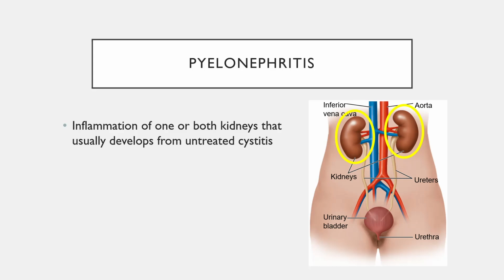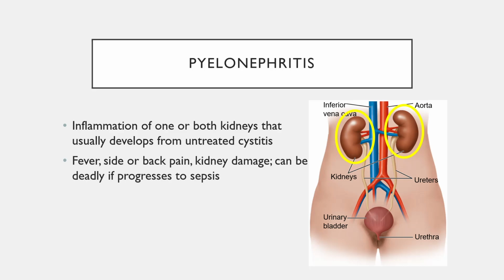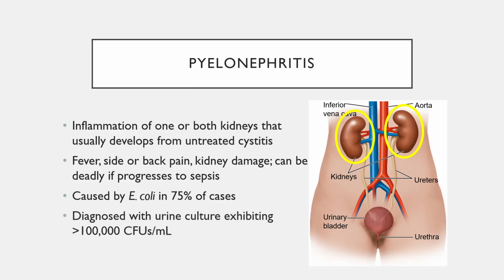It's characterized by fever, pain in the side or the back that is radiating from the kidney itself, as well as kidney damage. It can also be deadly if it progresses to sepsis and is not treated expediently. Once again, E. coli causes the disease in 75% of the cases, which makes sense because E. coli is the typical pathogen that causes urinary tract infections, and this is diagnosed with a urine culture exhibiting much higher concentrations of bacteria, over 100,000 colony-forming units per milliliter on a plate.